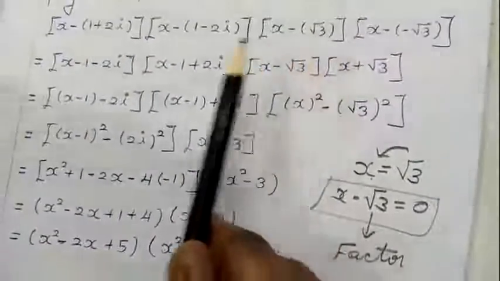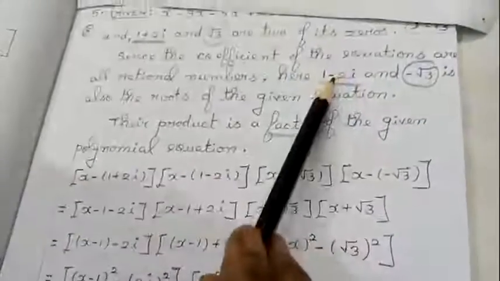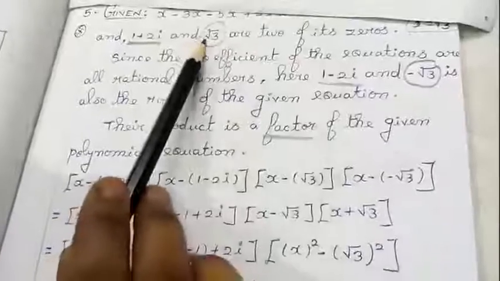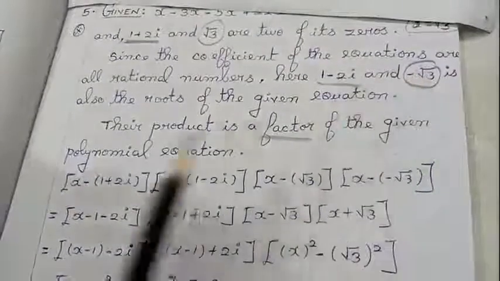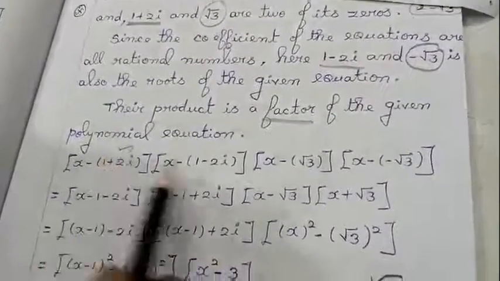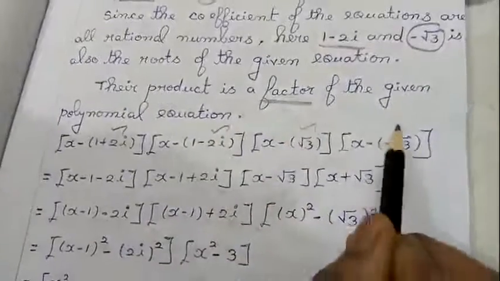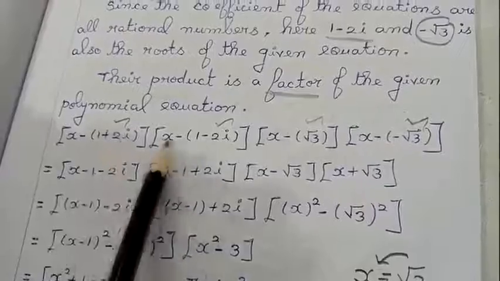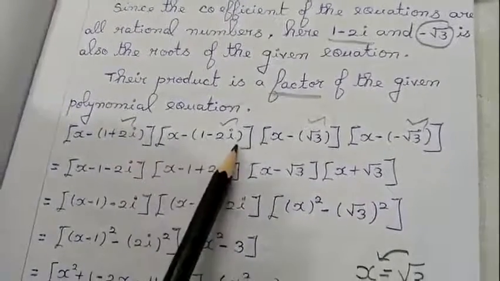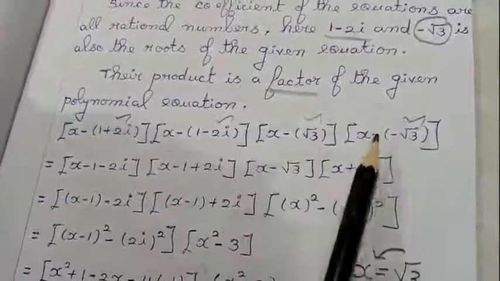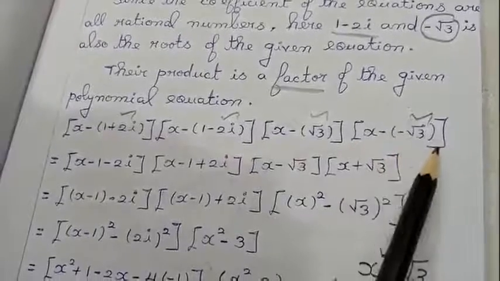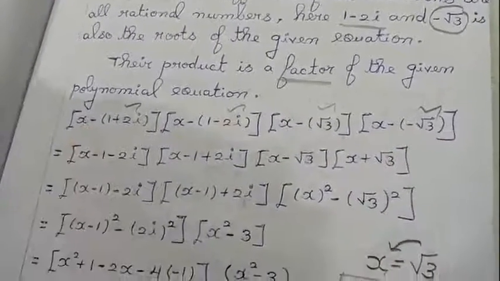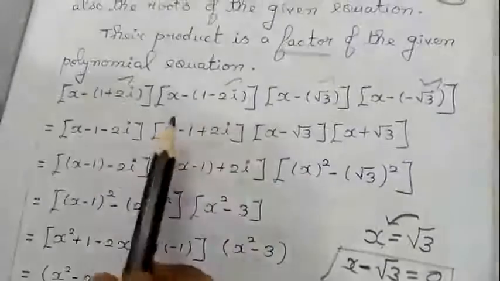1 plus 2i, 1 minus 2i, plus root 3, minus root 3, I have written all these 4 things here. I have written the factor form, that is x minus 1 plus 2i, x minus 1 minus 2i, x minus root 3, x minus of minus root 3. In each place I will be getting only a negative sign, so see to that.